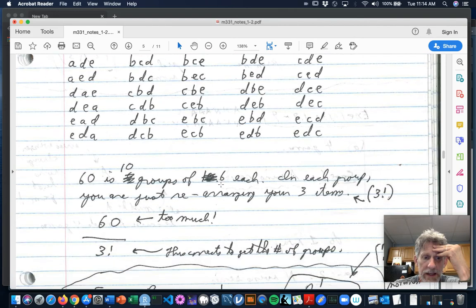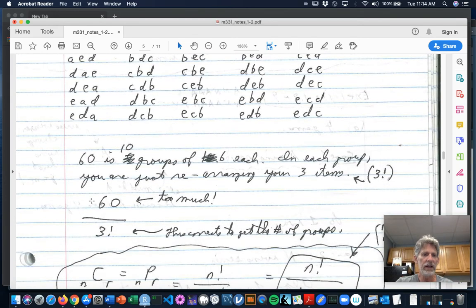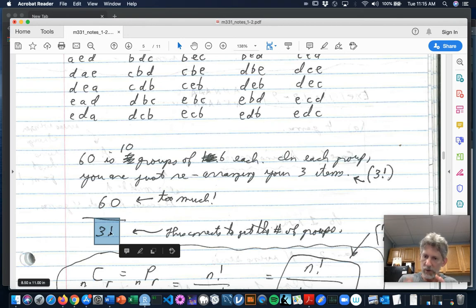We can get to the correct answer by taking the answer that's too much and dividing by the size of the groups that the too much answer could be arranged in. So this is a great way to correct an initially wrong answer in the subject of enumeration: if your wrong answer comes in groups, correct by dividing out by the group size. Of course, all the groups have to be the same size for that to work.